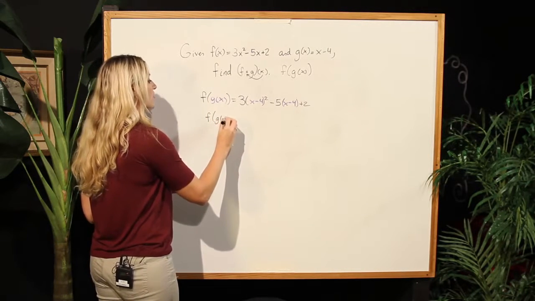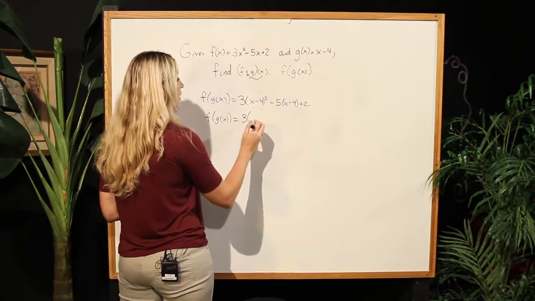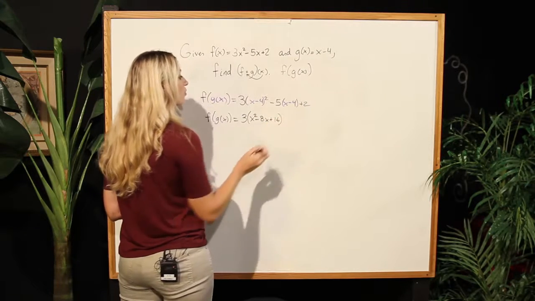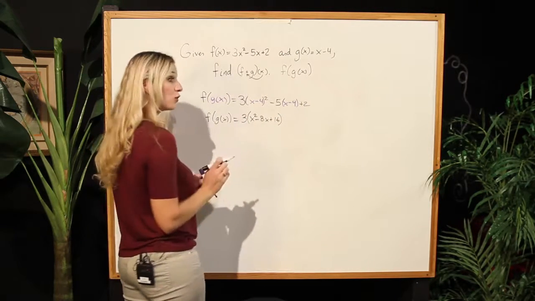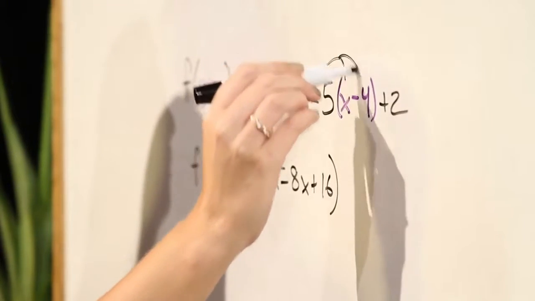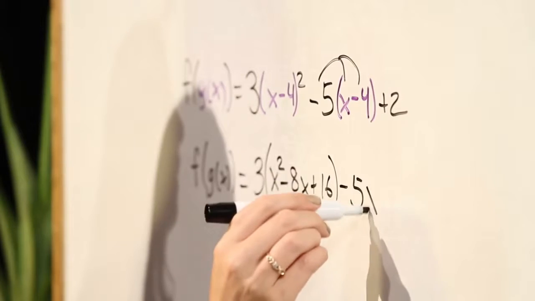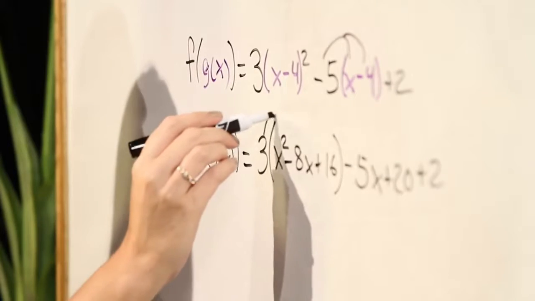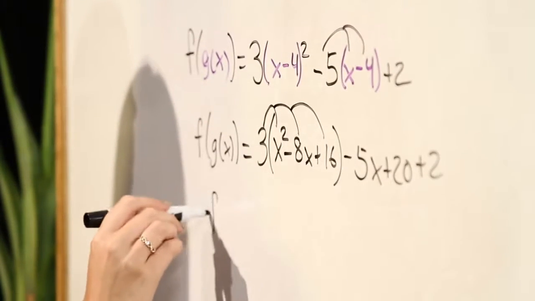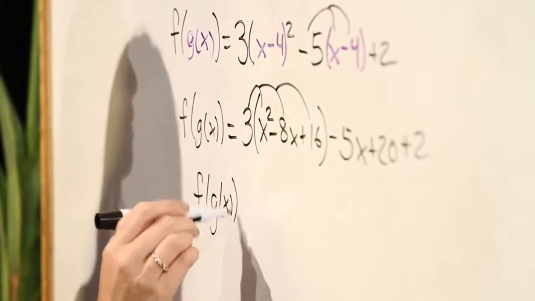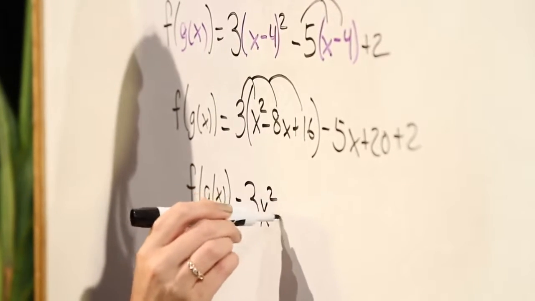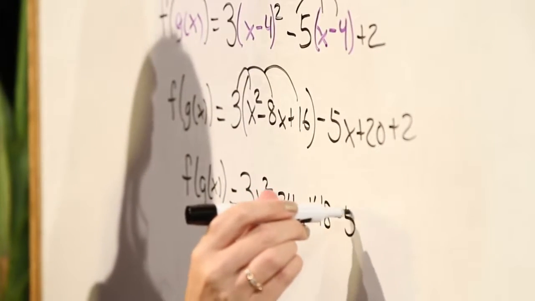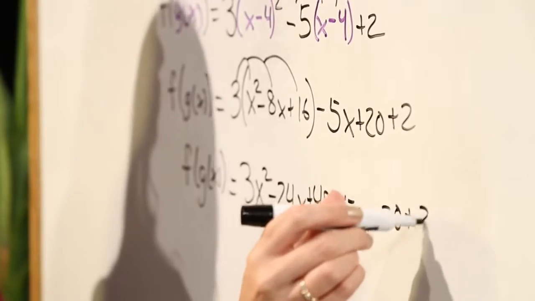f of g of x is equal to 3 times the quantity x squared minus 8x plus 16, which is what comes from multiplying two x minus 4 binomials together. Distributing the minus 5, I'll have a minus 5x plus 20 plus 2. Now I'll distribute the 3 through my parentheses, and f of g of x is now equal to 3x squared minus 24x plus 48. And we will carry down our minus 5x plus 20 plus 2.